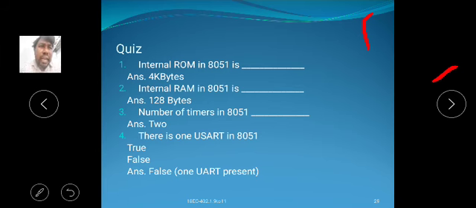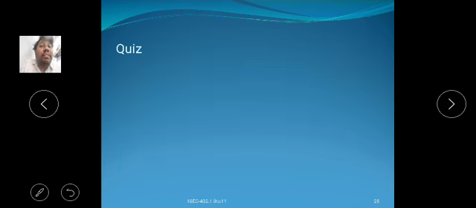The number of timers in the 8051 is 2 timers, Timer 0 and Timer 1, 16-bit timers. There is one USART in the 8051. True or false? The statement is false. Why? Because here only one universal asynchronous receiver and transmitter is present, but here they are giving the universal serial asynchronous receiver and transmitter. That is the wrong one.